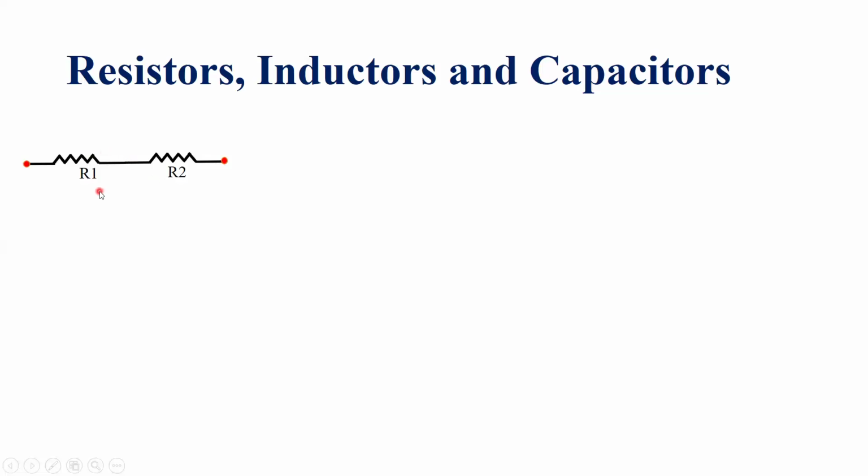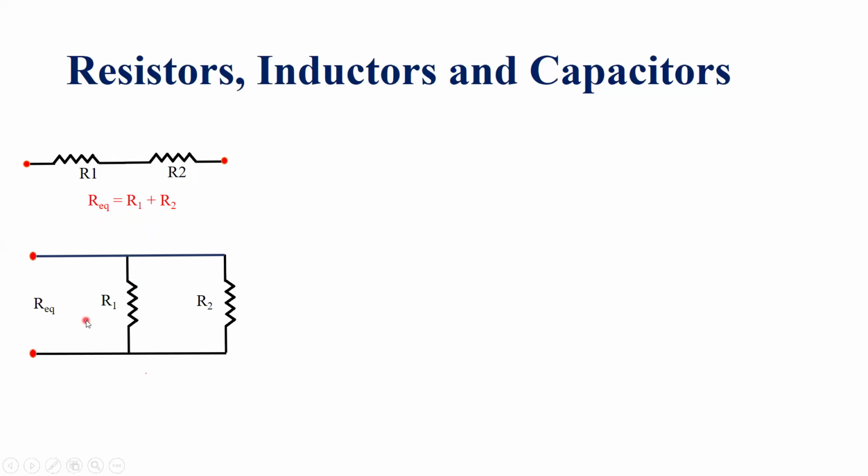You can see resistors R1 and R2 are connected in series, and the equivalent resistance of this network is the sum of the individual resistors. We can also see that R1 and R2 are said to be in parallel because both ends of both the resistors are connected at the same nodes.